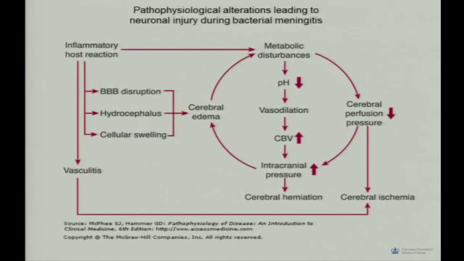So you see that you've got lots of different factors that are compromising the blood-brain barrier. It's increasing brain swelling, increasing intracranial pressure, and potentially compromising cerebral perfusion. Okay. So if the infection is not gotten under control, especially with respect to bacterial meningitis, it can really result in cerebral herniation and death.